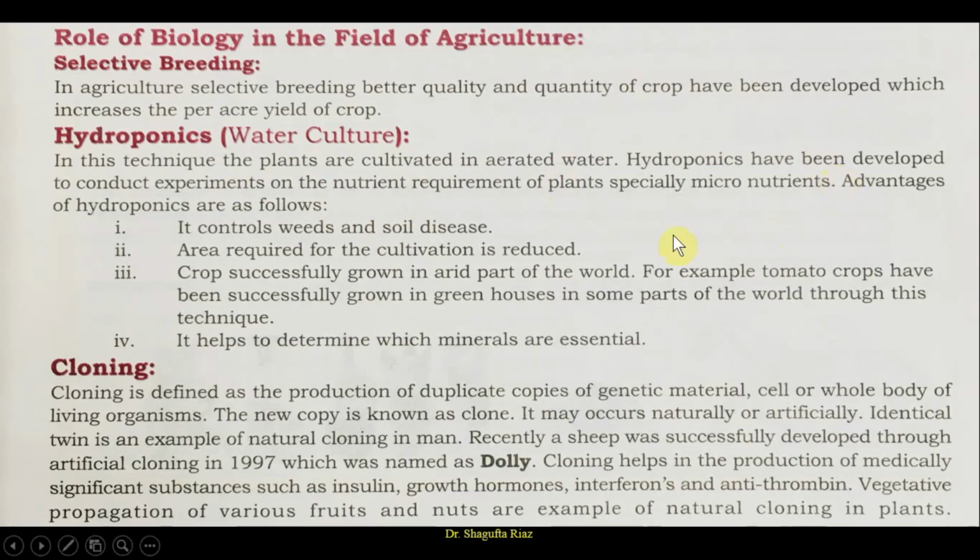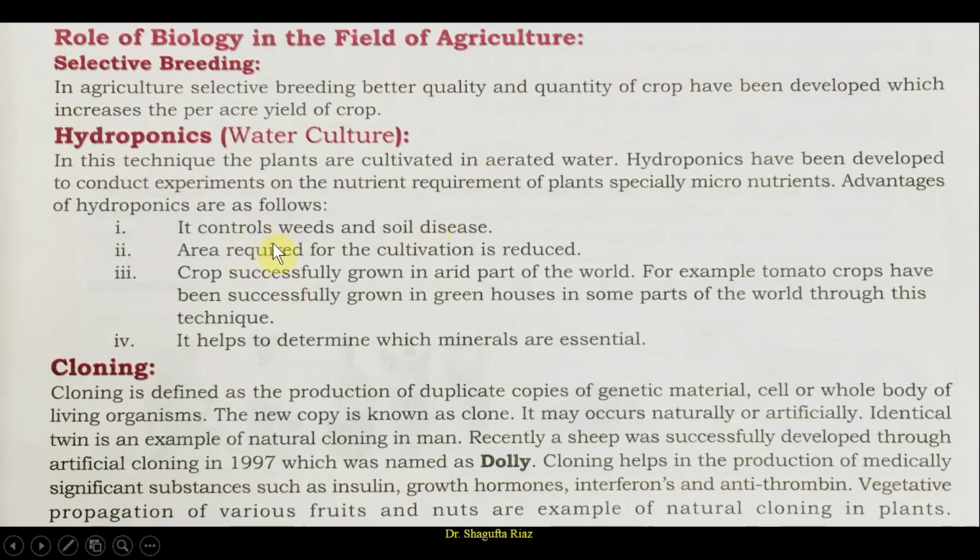So hydroponics has been developed to conduct experiments on nutrient requirements of the plant, right? We know that different plants have different micronutrients which are very important for our nutrition, and with the help of hydroponics we can experiment and control the nutrients present in different plants. Now, there are advantages of hydroponics, that is, it can control weeds and soil disease. As it is a soilless method, soil diseases cannot be found in plants cultivated in hydroponics, right?